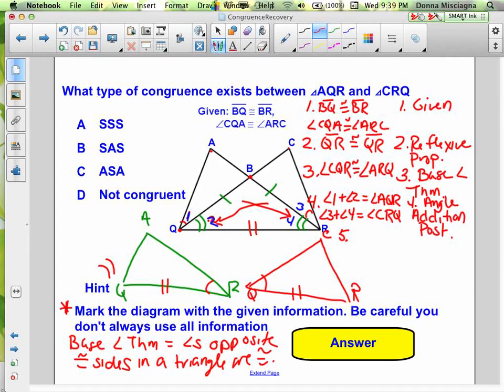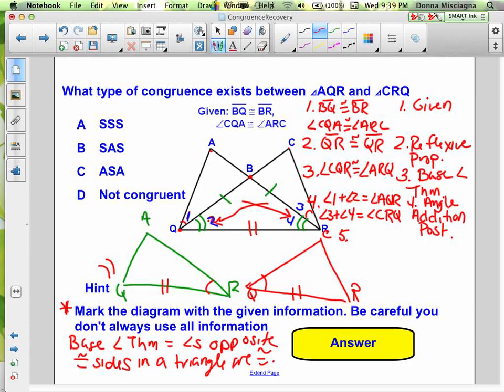All right, so now you might think, why was that important? Well, we got the angles that we needed in the game, right? We got angle AQR and angle CQR. They're in the game, but we don't know they're congruent. But we do know some other things are congruent. So, for instance, we know angle 2 is congruent to angle 4. We also know that angle 1 is congruent to angle 3. That was what we were given.